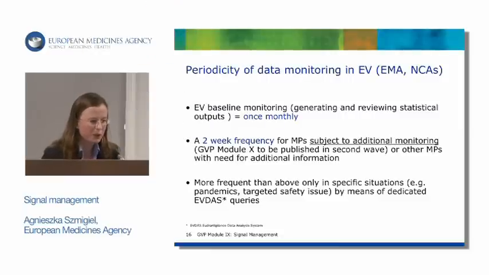Regarding periodicity of data monitoring, the baseline frequency would be once monthly. This includes the generating of statistical output and reviewing of statistical outputs. There will be a 2-week frequency for medicinal products subject to additional monitoring. The GVP Module 10 will describe the details of this additional monitoring and is to be published in the second wave of the modules. And also the 2-week frequency will be applicable for other medicinal products with need for additional information. There is also a more frequent than above frequency foreseen only for specific situations like pandemics or targeted safety issues, and this will be performed by means of dedicated EVDAS queries.